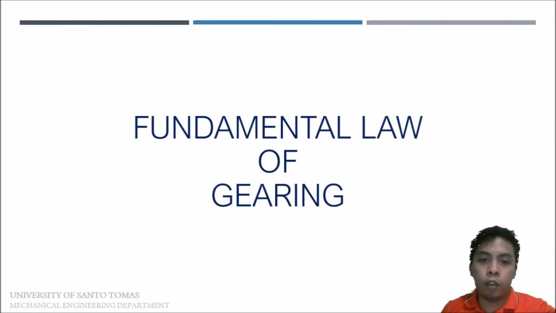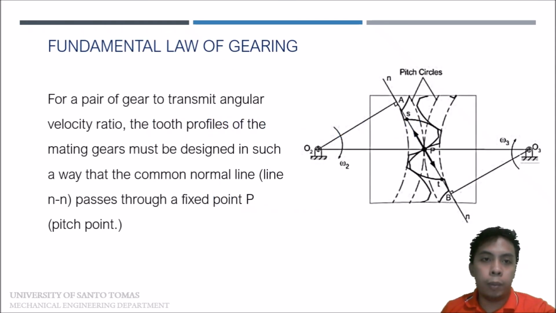Fundamental law of gearing. It states that for a pair of gears to transmit a constant angular velocity ratio, the tooth profiles of the mating gears must be designed in such a way that the common normal line passes through a fixed point, such as this. When our two mating gears rotate, the normal line should pass through that certain fixed point. So with every rotation of our teeth, it should be constant at the point it passes through.